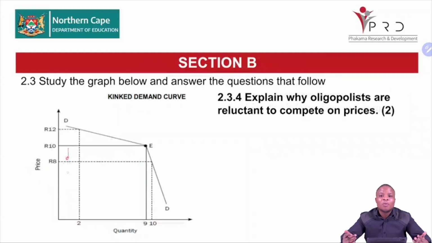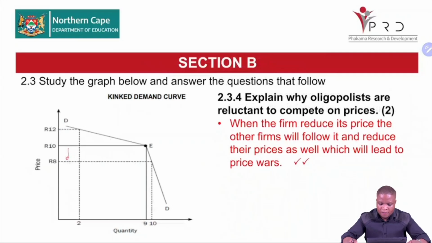They are losing on profit because of a price war. So to avoid a price war, they do not compete on price. They compete on other factors. We call them the non-price competition factors. They are branding their product, they are advertising, they are giving loyalty points. That is competition without using prices. When a firm reduces its price, the other firms will follow it and reduce their prices as well, which will lead to a price war. So for them to avoid a price war, they won't use price to compete.